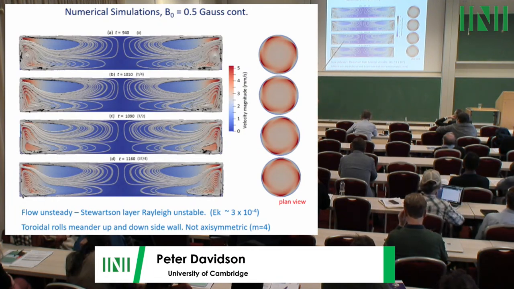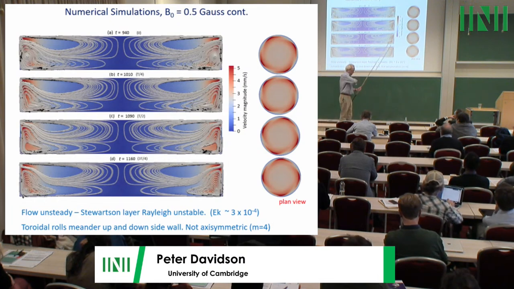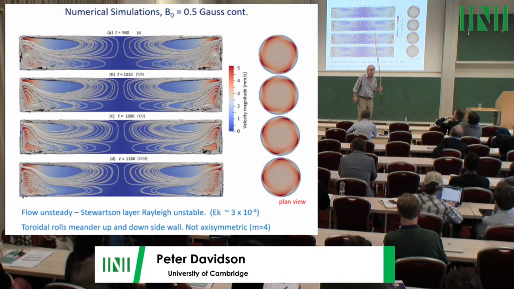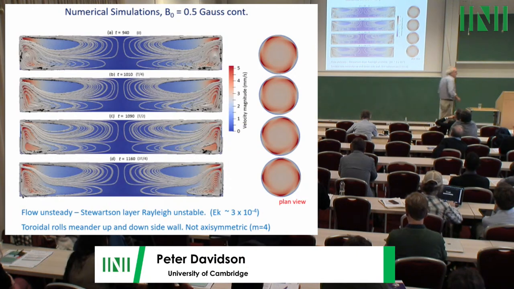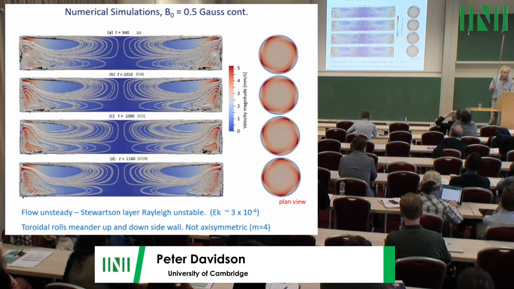It's not actually symmetric. If you do a sort of plan view, if you cut through the cell and look from above, what you actually find is it's an M equals 4 mode. So that's half a gauss. That's the magnetic field in this room. Well, maybe more or less. So let's go up. So that's absolutely tiny.